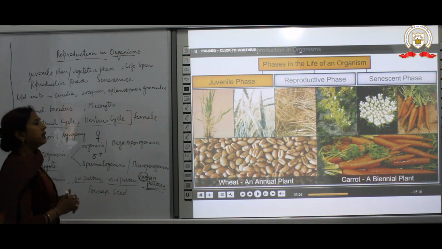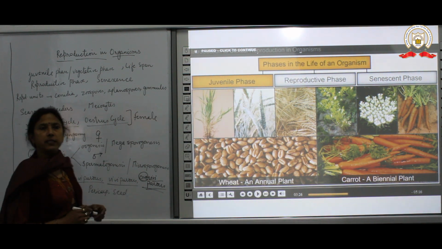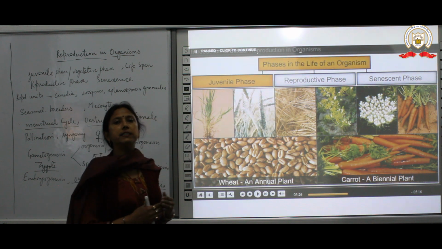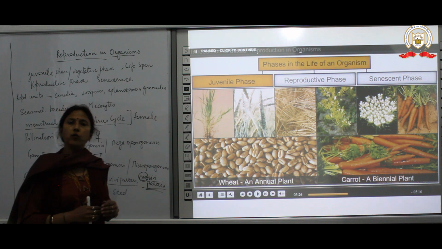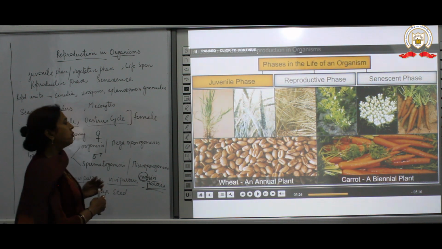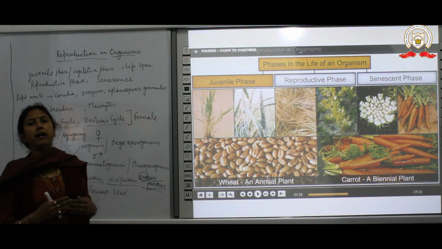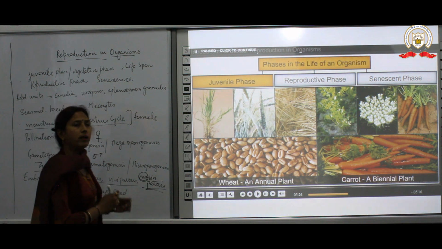And there is another plant called Strobilanthus kunthiana, which flowers once in 12 years. The last flowering was in 2018. Now you must all know and calculate when it should flower the next time after 12 years.